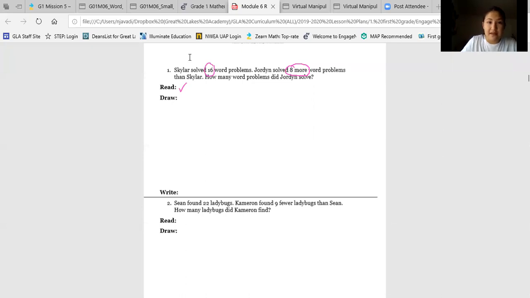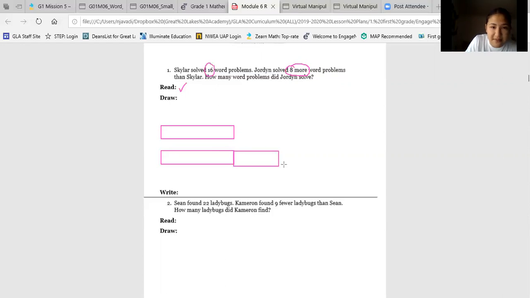So I'm going to grab my first box. Oops. And I'm going to make it about this size to show Skylar's 16 word problems. Now I'm going to make another box for Jordan's word problems. Is that right? Give me a thumbs up or down. Yeah, you got it. This is not correct because Jordan solved 8 more than Skylar. So we have to make Jordan's bar, Jordan's part of his tape diagram, a little bit longer. So we're going to add on to Jordan's tape diagram like that.